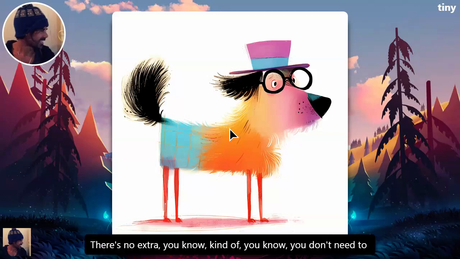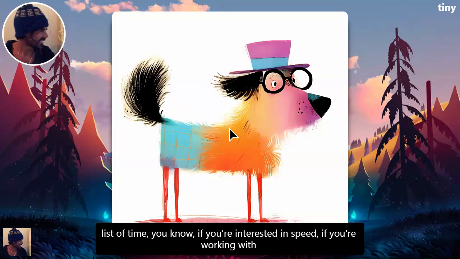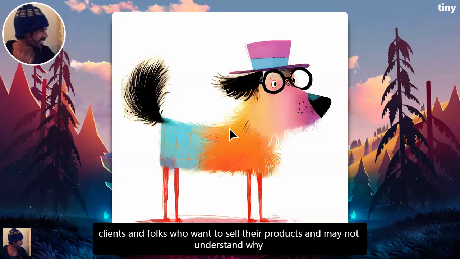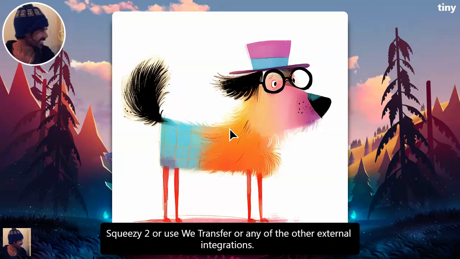You don't need to add anything onto the experience. That is very, very valuable in the fullness of time, if you're interested in speed, if you're working with clients and folks who want to sell their products and may not understand why they need to use Gumroad or Lemon Squeezy or WeTransfer or any of the other external integrations.